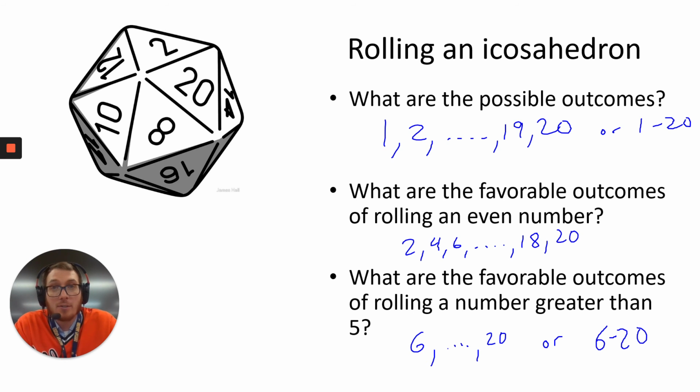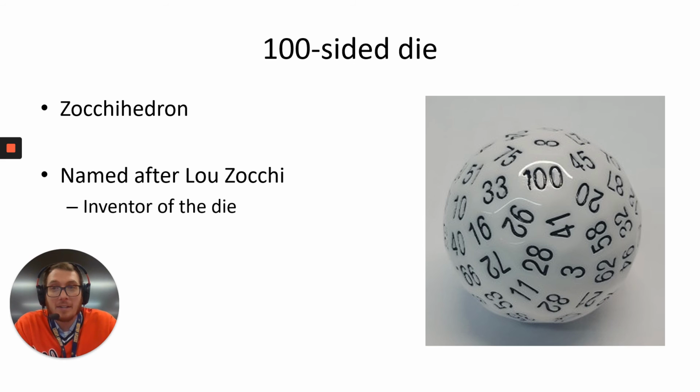In case you're into dice rolling, there is a 100-sided die. This is just interesting to me. It's called a zocchihedron, and it kind of looks like a golf ball if you look at it. It kind of just has dimples like a golf ball does. It's named after the man who developed it, Lou Zocchi. And it's hard to tell what number's really on top at that point. But it's kind of interesting to see a 100-sided die. It's a fairly large die, too, compared to the 6-sided dies that we're used to.